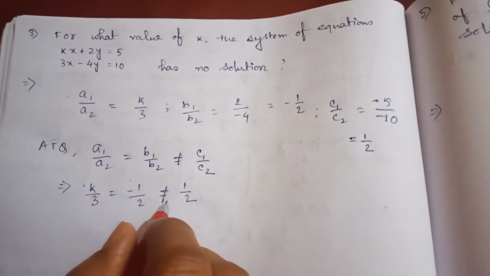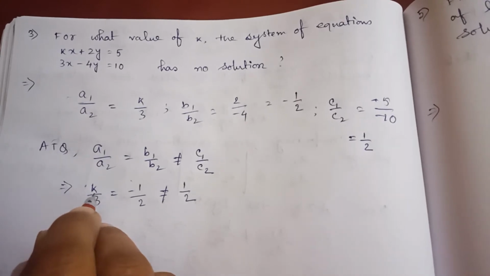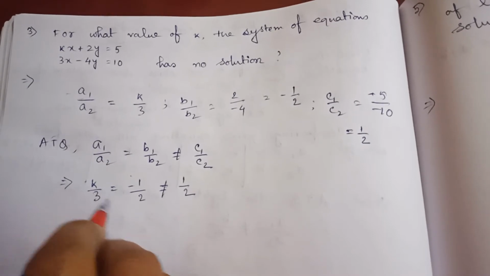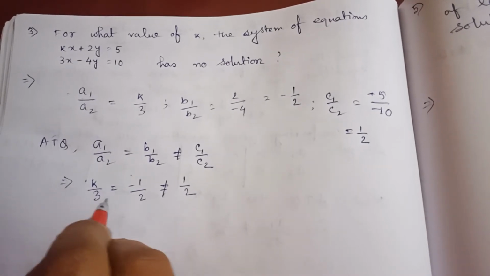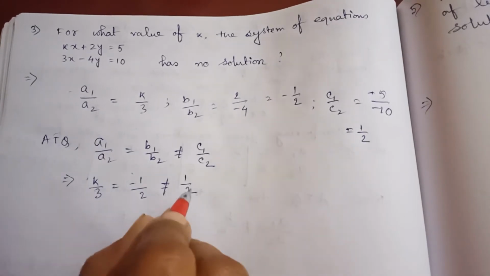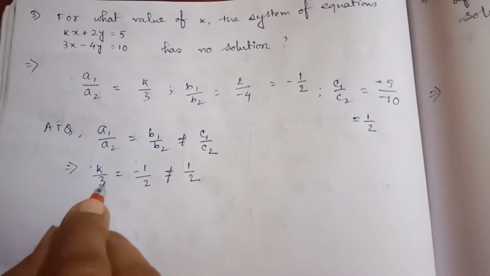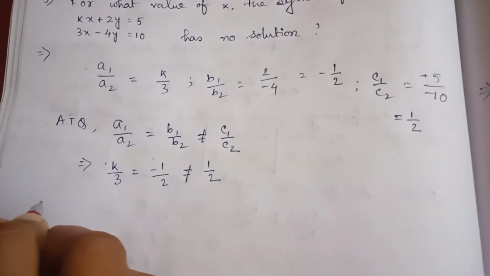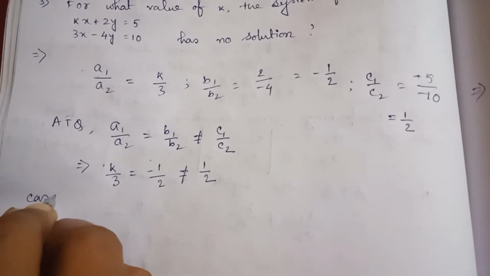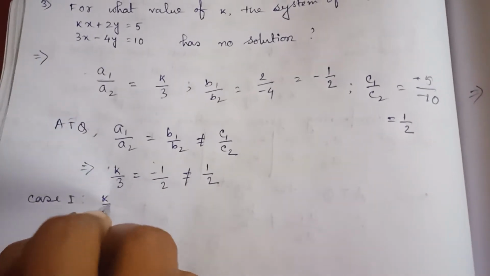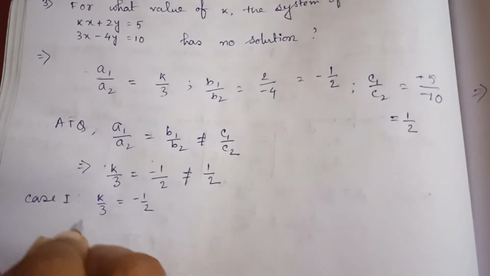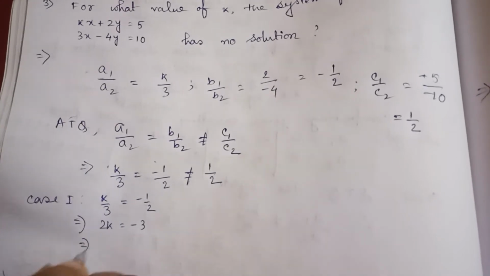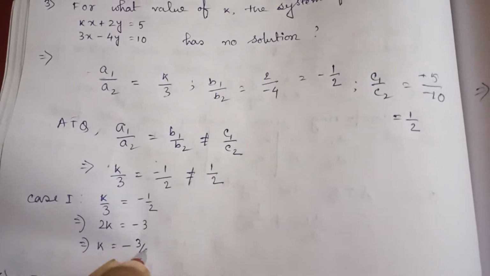So how will you find out this k's value? Okay, so we will first take these two together and then these two together. There are actually two conditions hidden in this expression: first and second, first and third. So case 1 is k by 3 equals minus half, that means 2k equals minus 3, that means k equals minus 3 by 2.